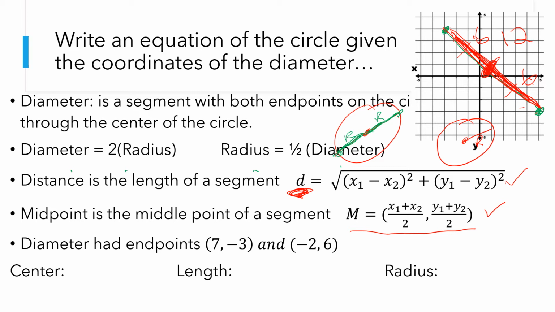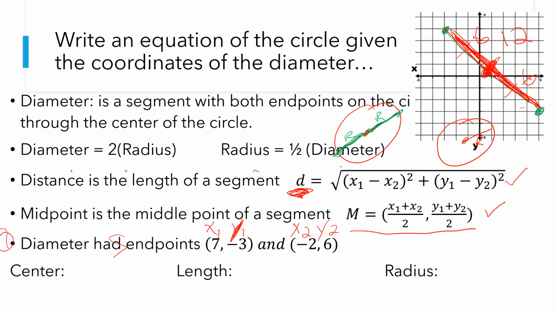For the only example that we have here on this slide, the diameter has endpoints 7, -3, and -2, 6. So when it comes to these, you're going to label it x1, y1, simply because it's first, and that's the x coordinate, and that's the y coordinate. The second point will be my x2, y2, again simply because it's second, and that's my x and my y coordinate.